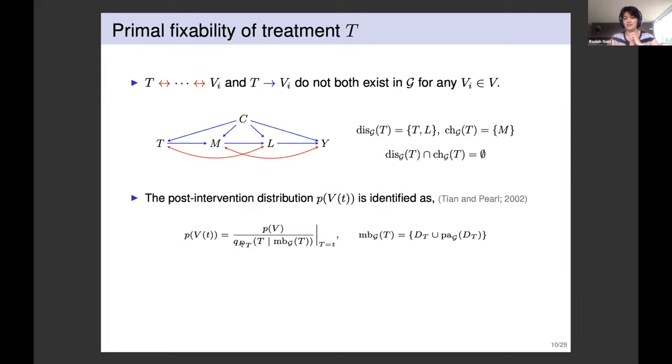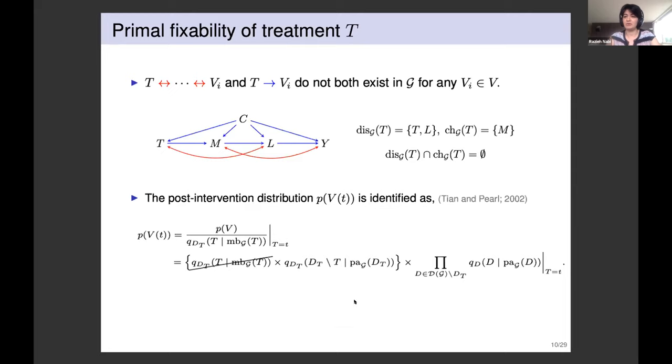So how does this relate to the district factorization? We can take P of V and expand it using the district factorization. Remember, it was a product over all the districts on the graph. So the first two terms correspond to the district of the treatment itself, and the rest are basically a product over the rest of the districts on the graph. And what we are doing by dividing by this quantity is basically getting rid of the first term here. So in some sense, it relates to the truncated factorization when I was talking about it in the conditional ignorability model or in DAGs in general.